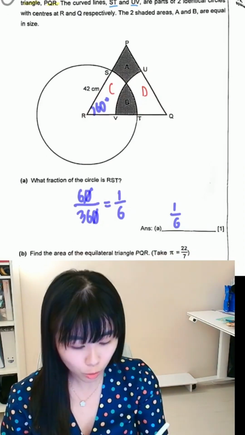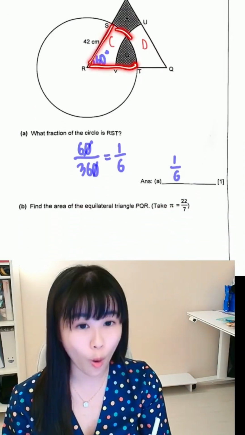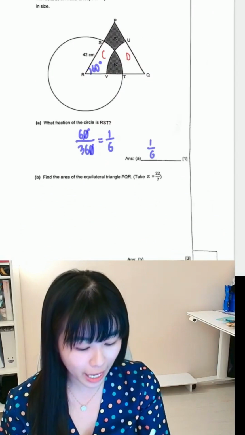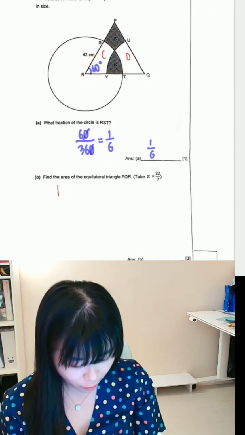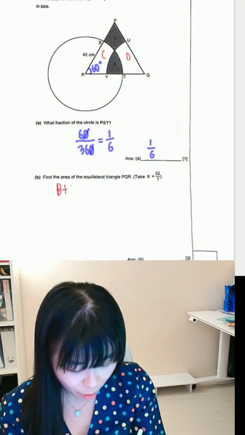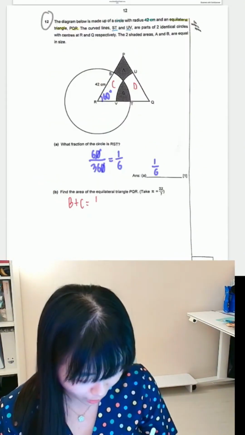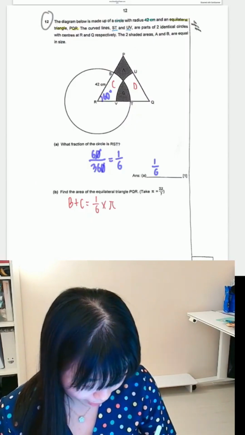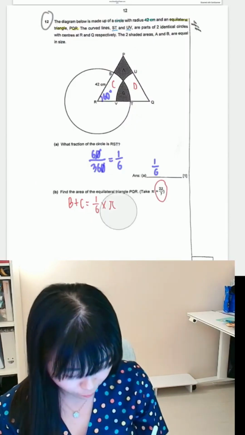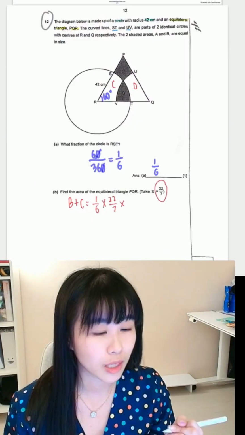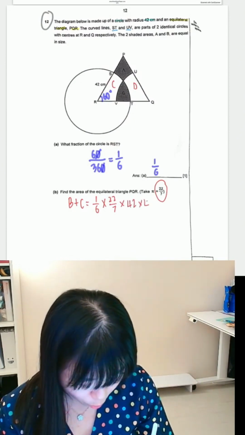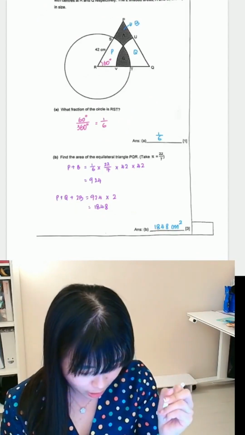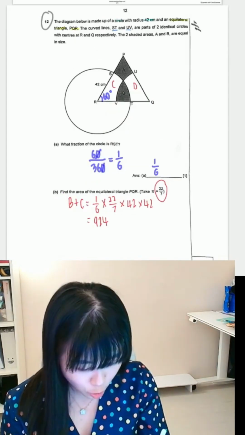What can you do first? Just now we know this one is 1/6 of the circle. So isn't it I can find the area like that first? I can find my B and C first. How do I find the area of B and C, which is part of that circle, 1/6 of that circle? 1 over 6 multiplied by pi, which is 22 over 7. They already state for you. What's the formula? To find the area is pi times radius times radius. So if the radius is 42, you times 42 times 42, you will find these two areas are going to be 924.